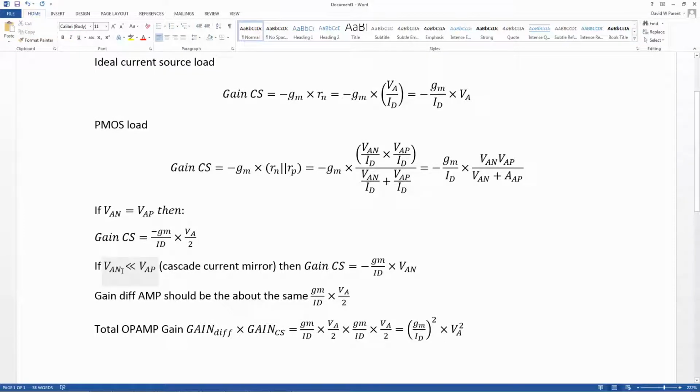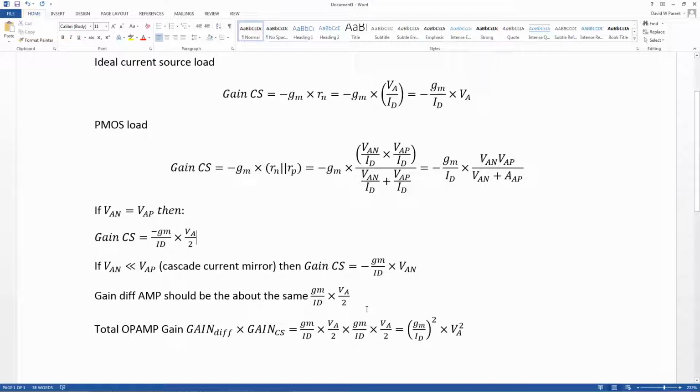Now if the load of the PMOS has an early voltage a lot bigger than that of the NMOS, where we had a cascode current mirror type thing, then we get right back to where our ideal was, or very close to it. Now, for the differential amplifier, and I'll show you the structure later, we should still have gm over ID times VA divided by 2. That's assuming some kind of PMOS load where this isn't true.